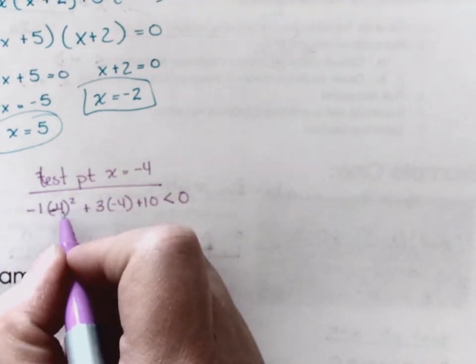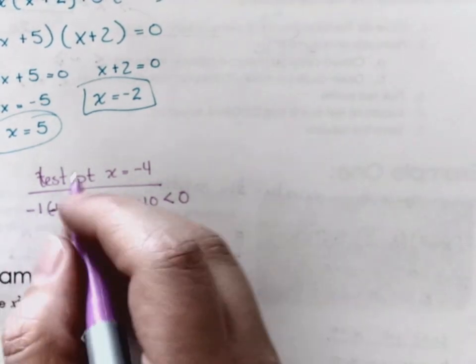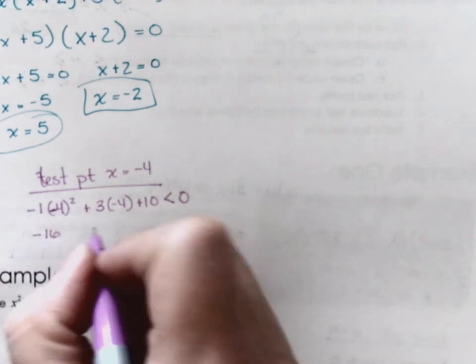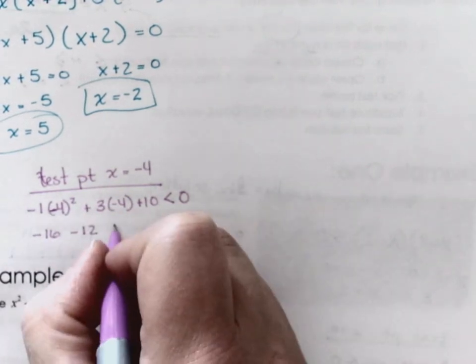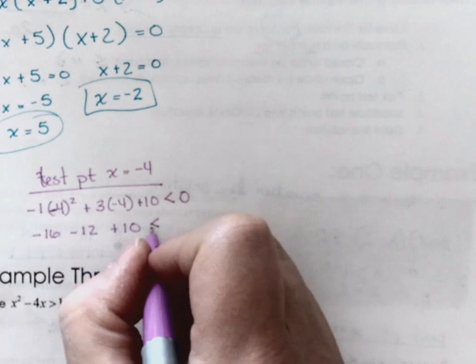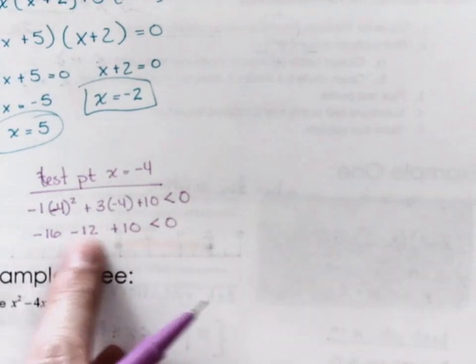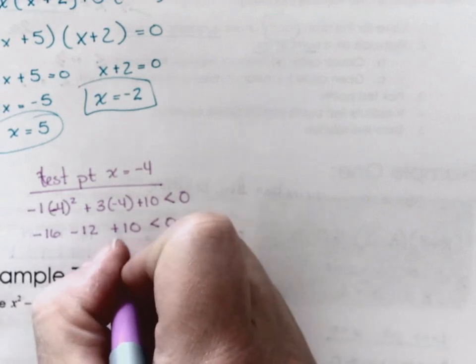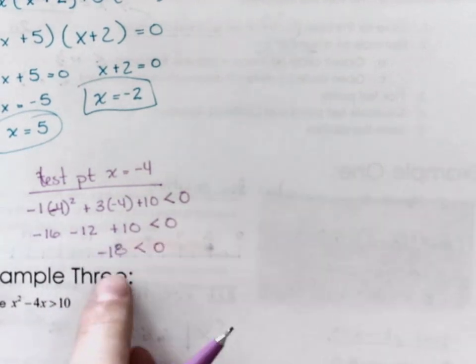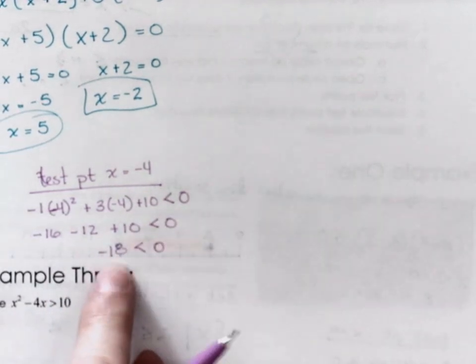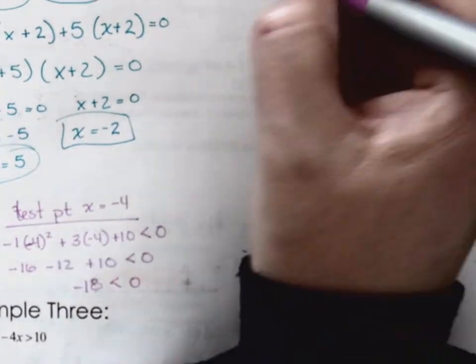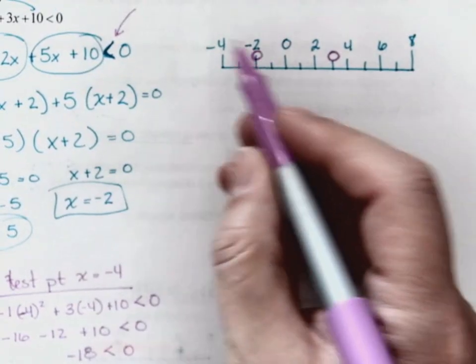So I have a -4 squared, which is 16. 16 times -1 is -16, minus 12 plus 10 is less than 0. That's a -2, so this is going to be -18 is less than 0. So as long as it's negative on this side, I know that's good. So I know that out here on my number line works.